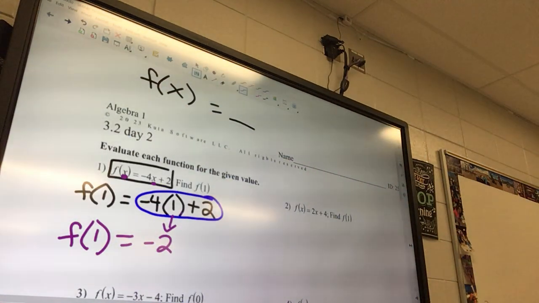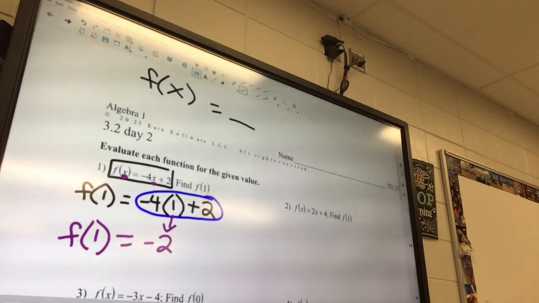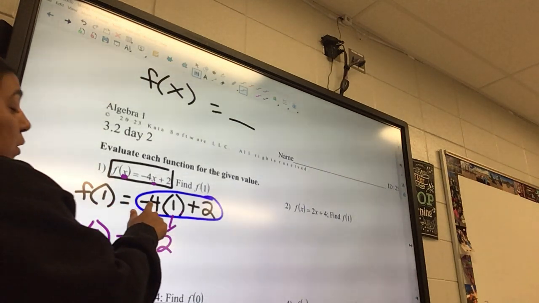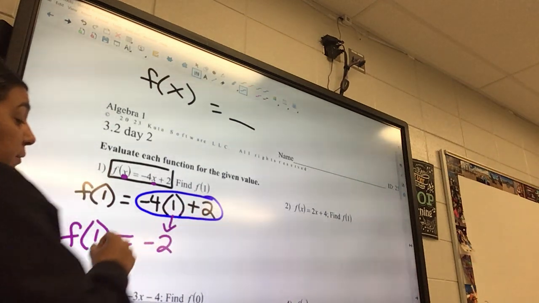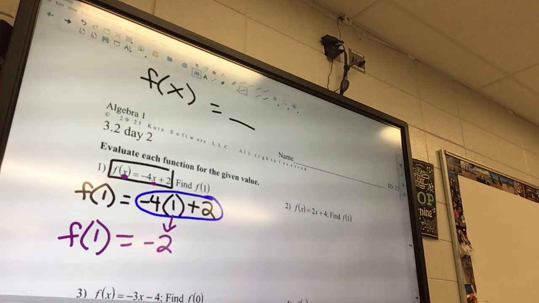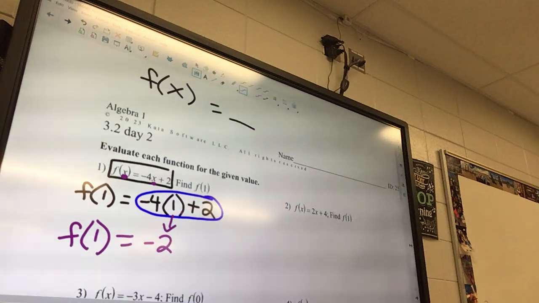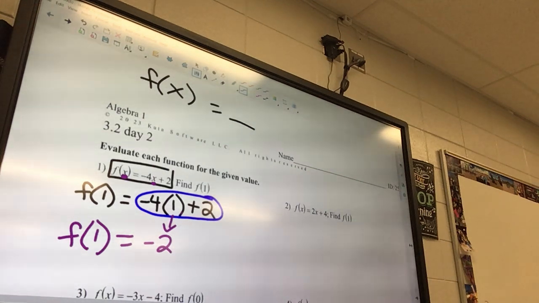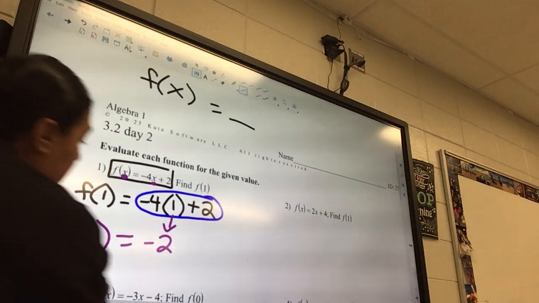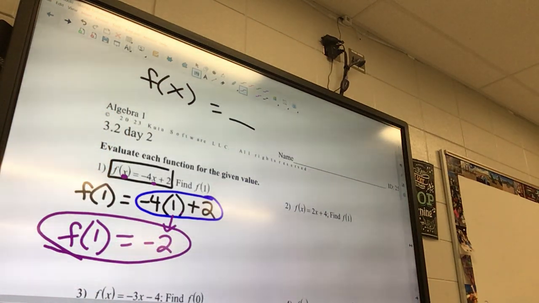Now, I know some of you are just going to write down -2, and you cannot do that. Because if I put a 0 here, -4 times 0 is 0, plus 2 is 2. That's a positive 2. It is only -2 when we plug in a 1. If you change the 1 to any other number, you're going to have a different answer. So this entire thing is your answer, not -2.